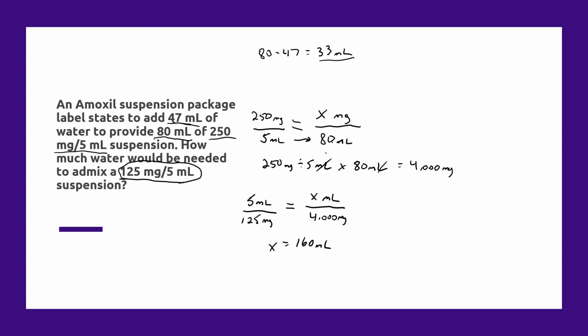And this is where we need to go back to what we calculated at the beginning, that 33 milliliters of that volume is the powder itself. So we simply take that 160 milliliters, subtract the volume of the powder, and this is going to be our answer. So 160 minus 33 is 127 milliliters. So that's how much water would be added to this suspension package to wind up with a concentration of 125 milligrams per 5 ml.